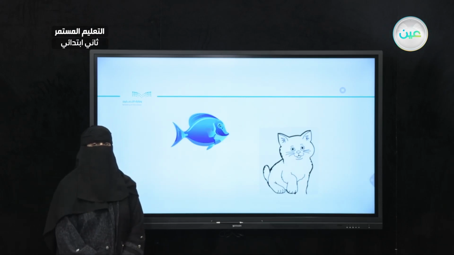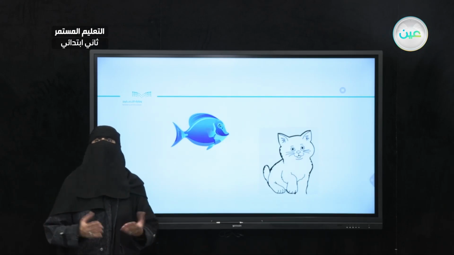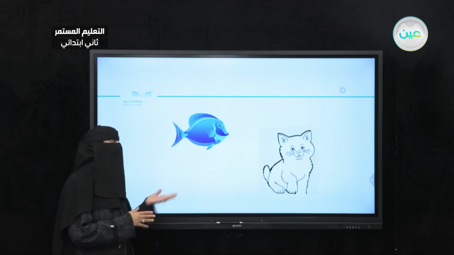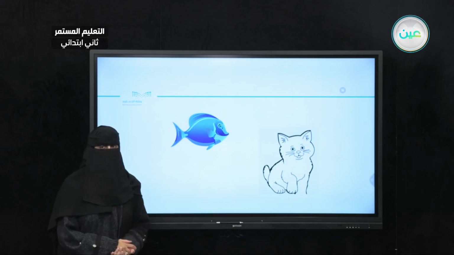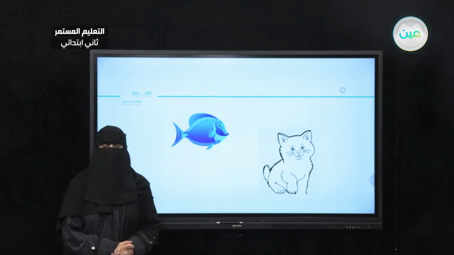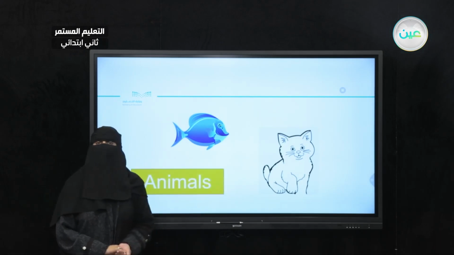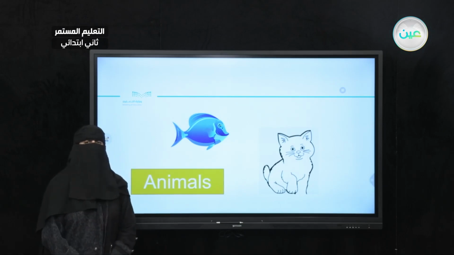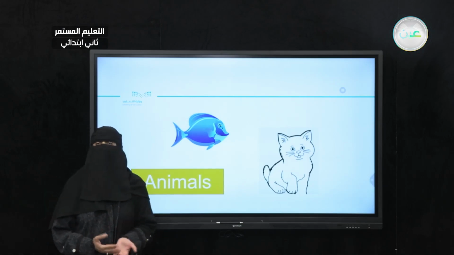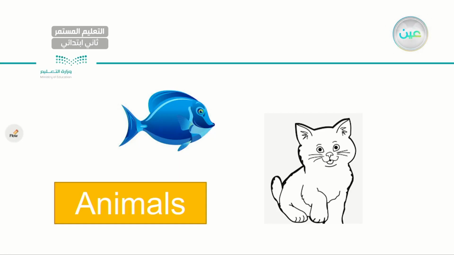Very good. Also here I have nouns. Try to name them for me. I have a fish and a cat. Very good. I have a fish and a cat. They are what? Are they things? Or are they people? Actually, no. They are animals. Very good. They are animals. We might say a dog, a horse, a camel, and so on. So they are animals. If you want to ask, you will use the question word what. What is this? It is a fish.